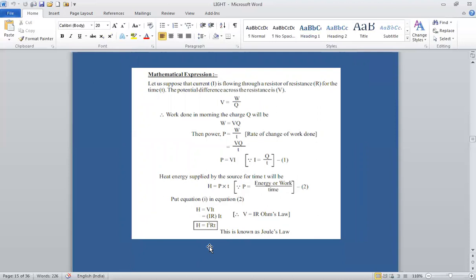The amount of heat generated or dissipated when a current flows through a material depends upon the following factors. It depends upon the resistance offered by the material, the time duration of the current, and the square of the magnitude of the current flowing through the material. Means heat flow depends upon the square of the current, resistance, and time. The SI unit of heat energy is joules. So this was all about Joule's heating effect.